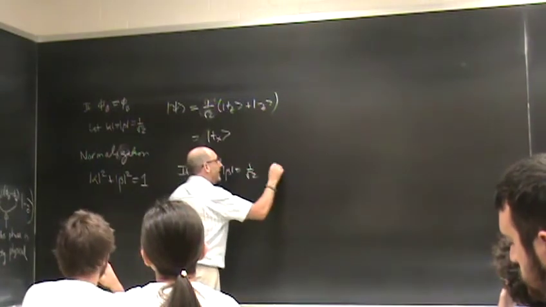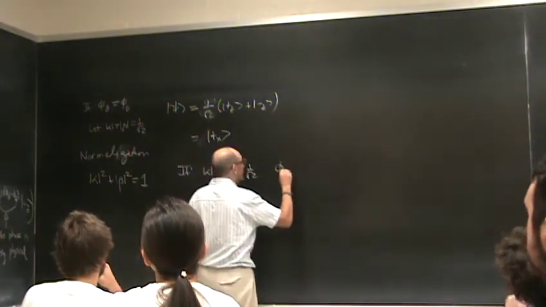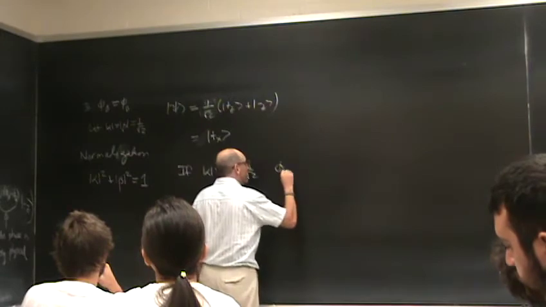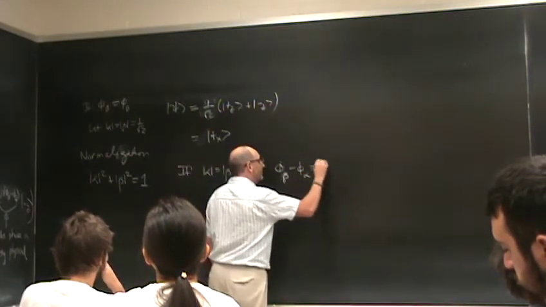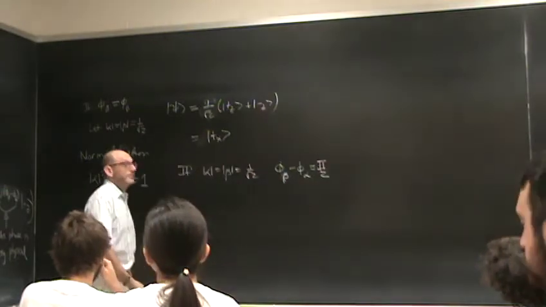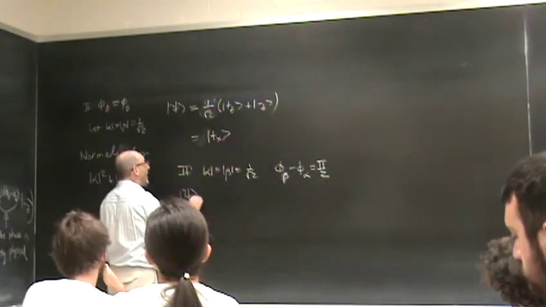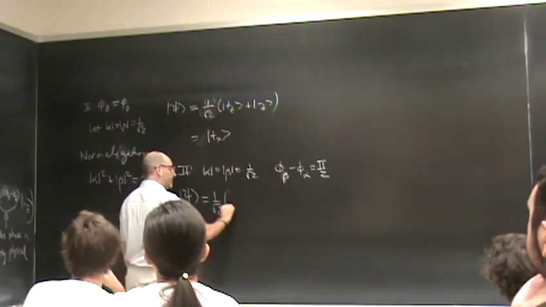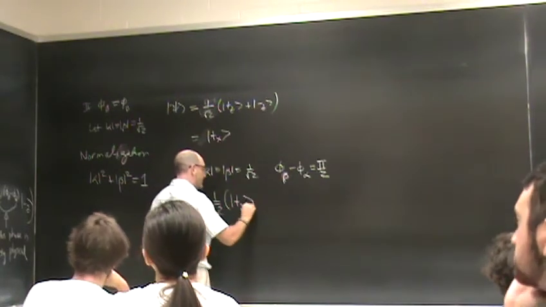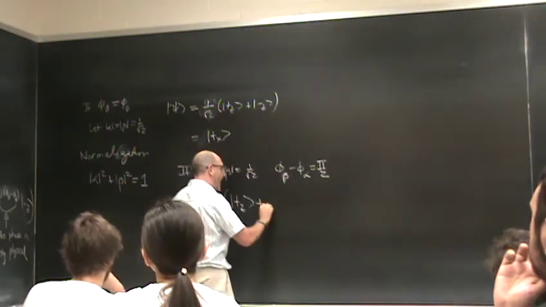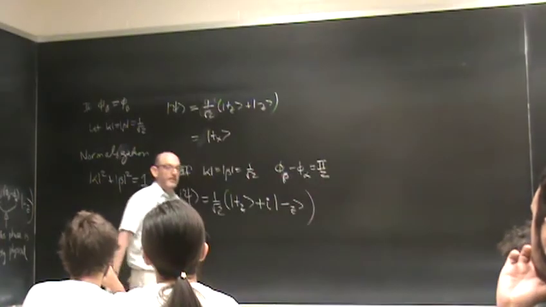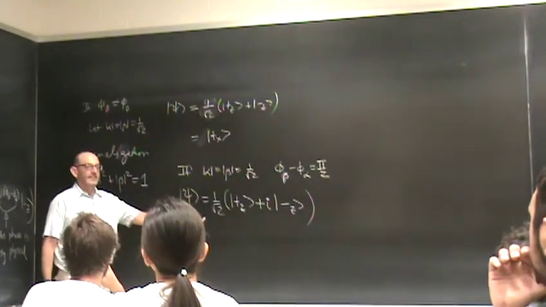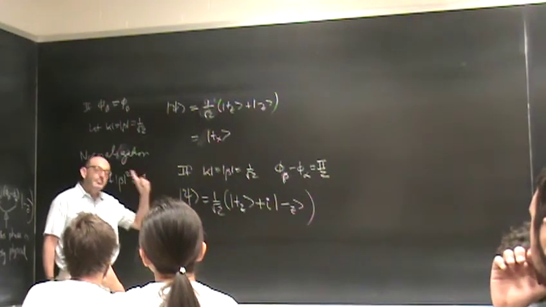2, and say the difference between these phases is pi over 2, then this state is what? Well, it's 1 over root 2 times (1 plus i). And what is that state? Yeah, that's spin up along y.